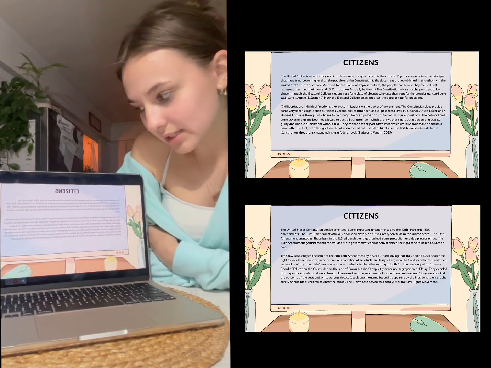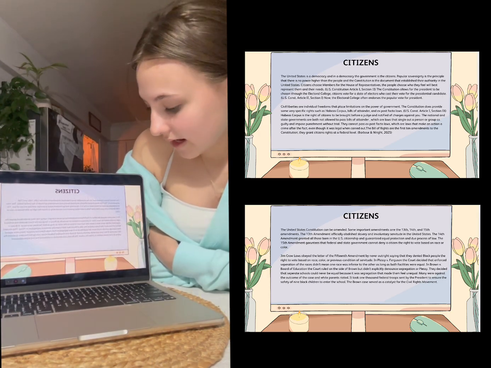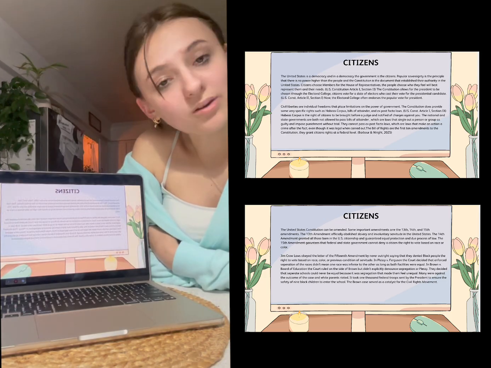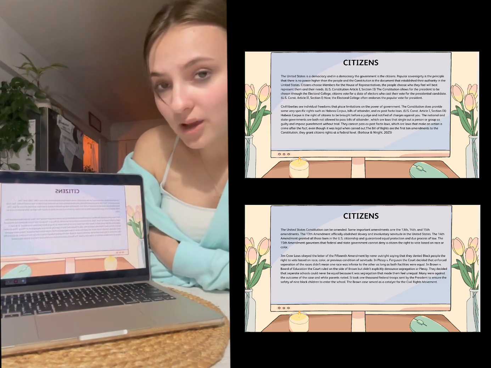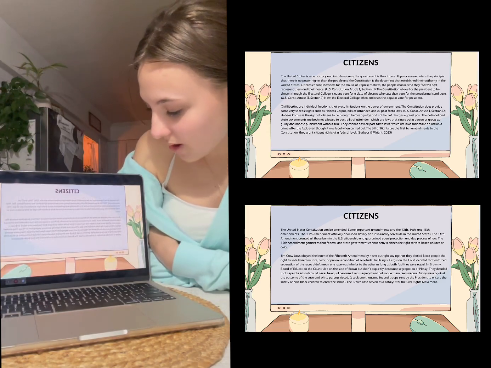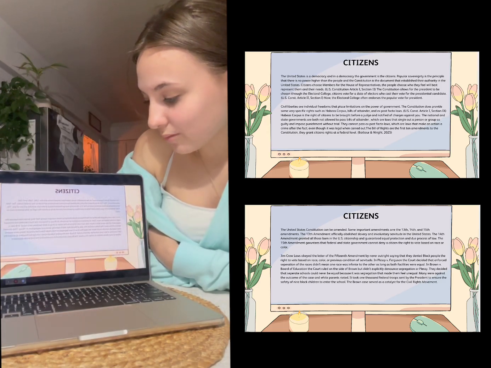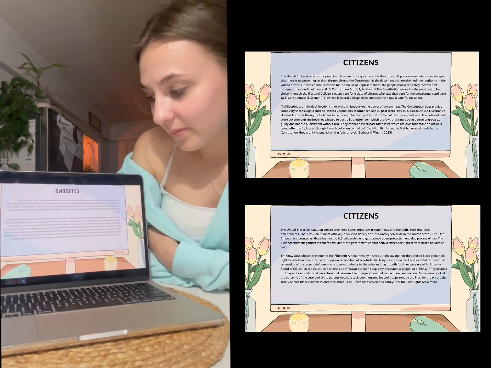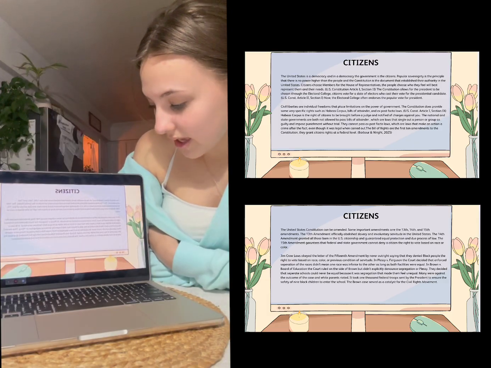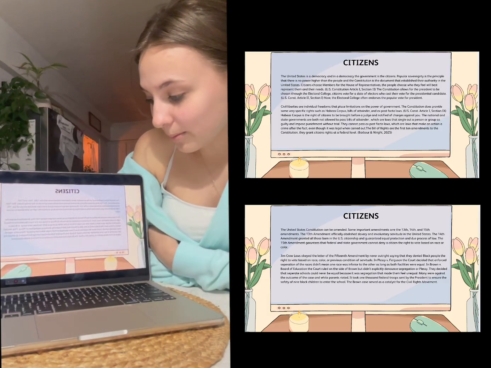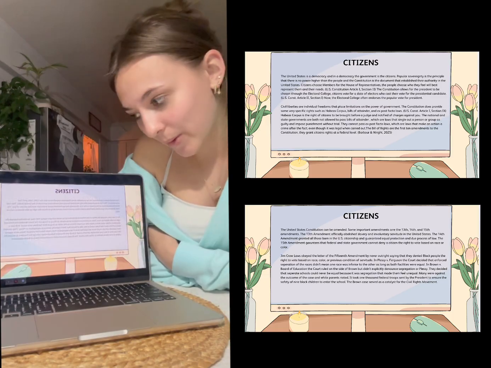In Plessy v. Ferguson, the court decided that enforced separation of the races didn't mean one race was inferior to the other, as long as both facilities were equal. In Brown v. Board of Education, the court ruled on the side of Brown, but didn't explicitly denounce segregation or Plessy. They decided that separation in schools could never be equal because it was segregation that made them unequal.